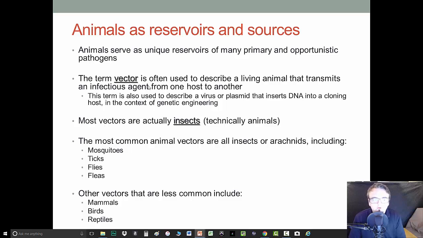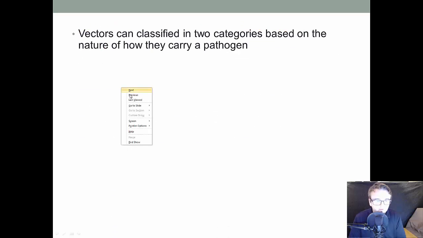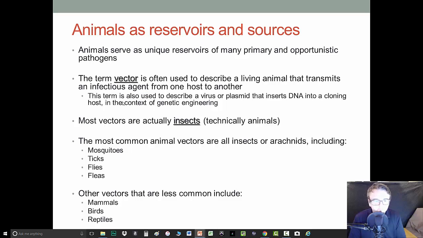This term is something we'll also talk about when we get to chapter 10 and start talking about DNA technology and how DNA can be moved from one place to another, such as from a bacterial plasmid into a larger DNA molecule, what's called a cloning host. I don't want to get into that now, but just recognize there are several different contexts in which the term vector can be used. In fact, even in math, you can use the term vector to describe, I believe, a line on a graph or something like that. So different contexts here. But in this particular aspect, it's describing an animal or a living thing that transmits an infectious agent.